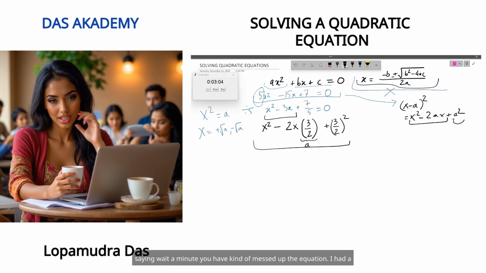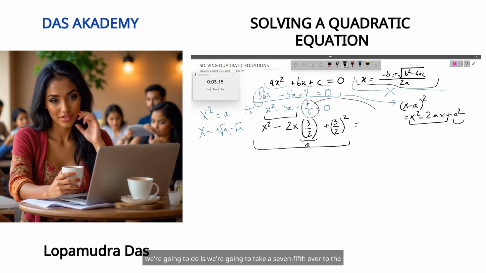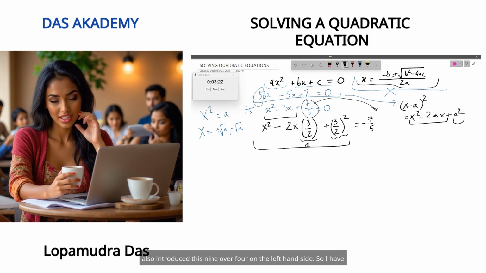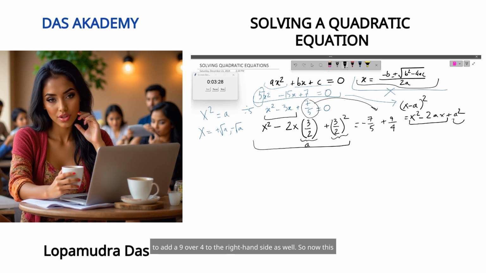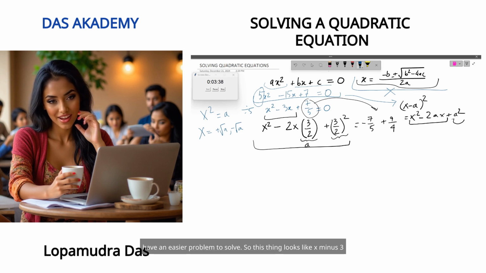But now you're saying, wait a minute, you have kind of messed up the equation. I had a 7/5. What happened to that? Very good point. So what we're going to do is take the 7/5 over to the right-hand side. We'll write it as a minus 7/5. But then I also introduced this 9 over 4 on the left-hand side. So I have to add a 9 over 4 to the right-hand side as well. So now this equation is exactly the same as what you had earlier. So what? So we have an easier problem to solve.